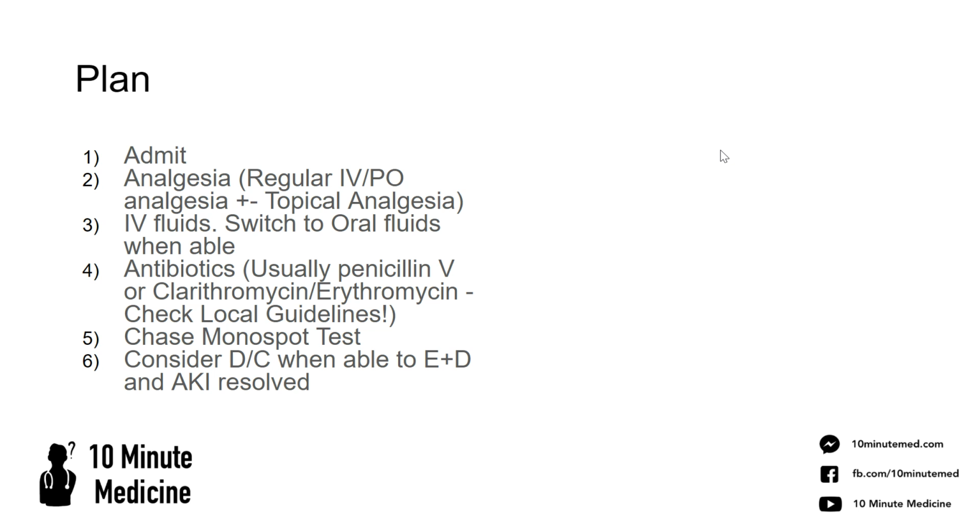So the plan for this patient, I think, would be to admit. They have poor oral intake, they've got an AKI as well, and you'd want to give them analgesia and IV fluids, since they're unable to take anything orally, with an aim to switch to oral fluids when they're able to. You'd give them antibiotics according to trust policy and according to their allergies, and often this treatment can help reduce inflammation and help them feel better and help them eat and drink sooner. You'd also want to chase the spot test as well.